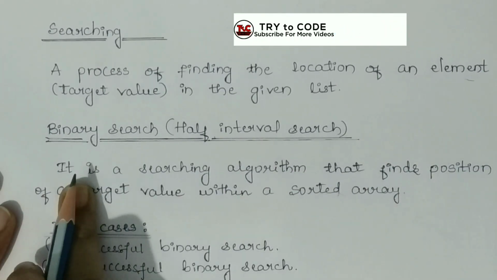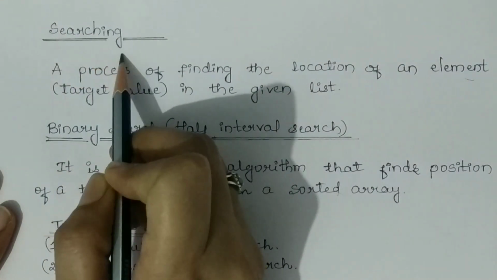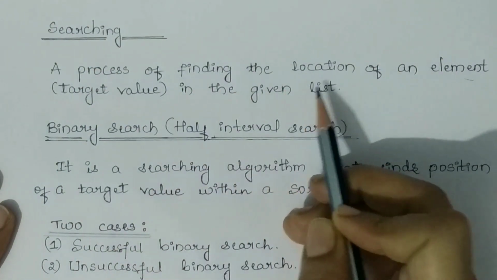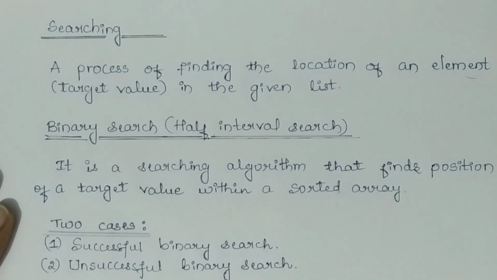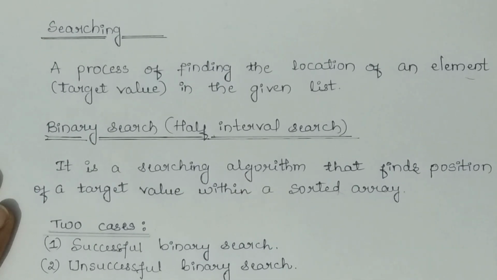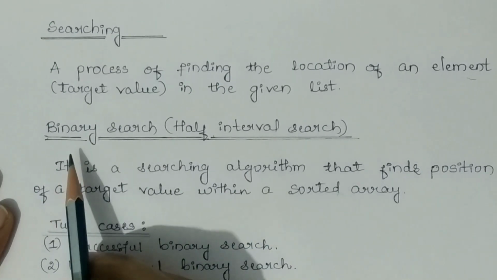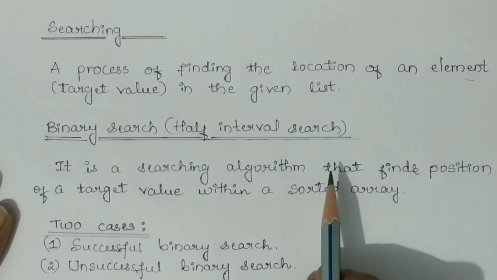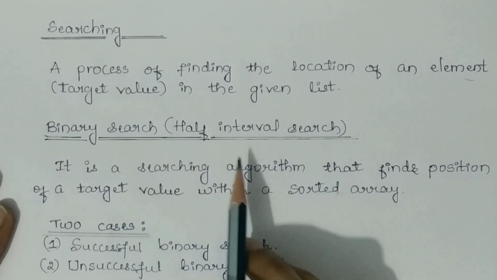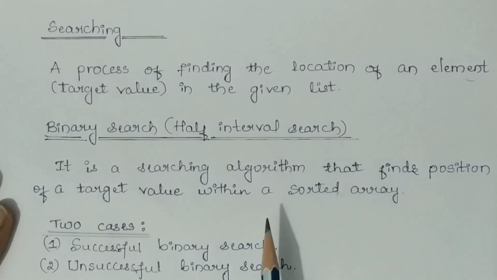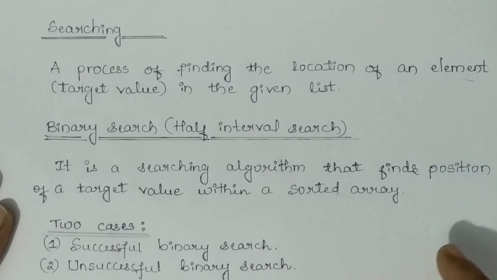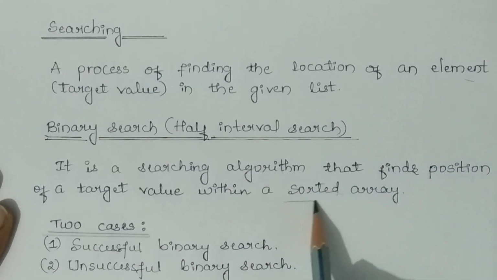So, before going to binary search, let us understand the meaning of searching. It is a process of finding the location of an element in the given list of array elements. There are several searching algorithms and I am explaining the binary search algorithm. Binary search is also called half interval search. It is a searching algorithm that finds the position of a target value within a sorted array. So, to apply binary search, you need a sorted array list.